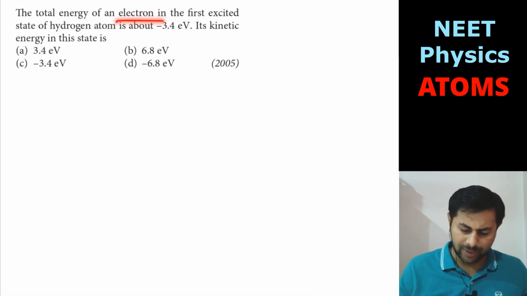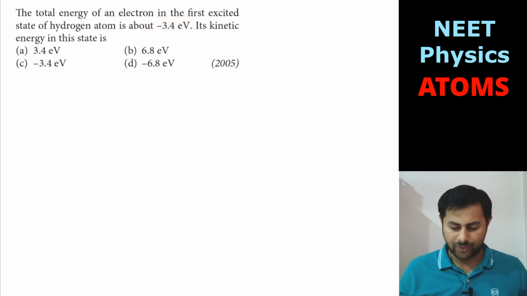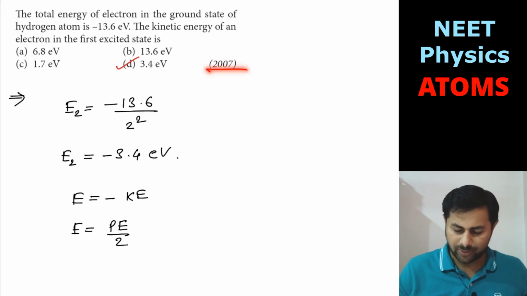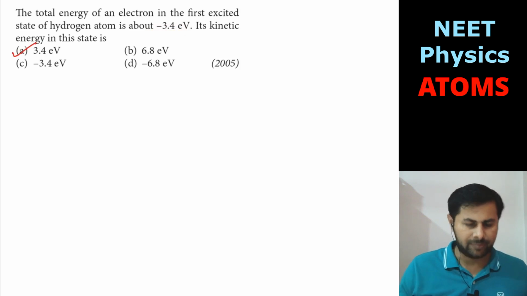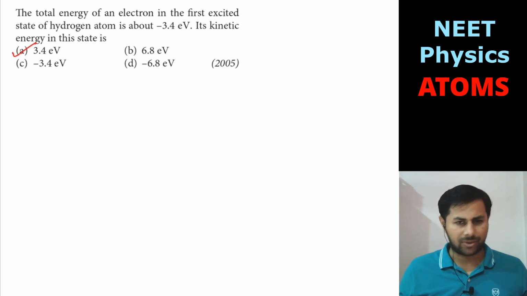The total energy of an electron in the first excited state of the atom is about minus 3.4 electron volts. Its kinetic energy in this state is, so this is a repeated question, from 2005, from 2007. So what would be the kinetic energy? Just the negative of the total energy. So that is plus 3.4 electron volts. Okay, so that's simple.